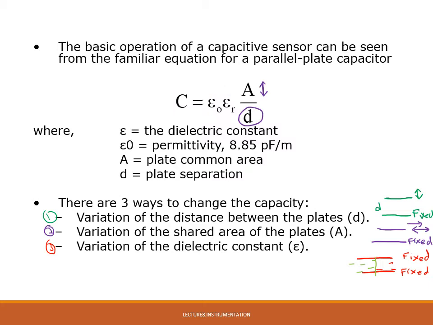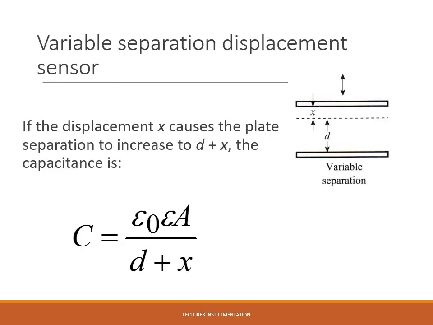Okay, so A and D are constant. A constant, D constant. Only the epsilon here is changing. Therefore, the capacitance value will also change. This is the design for a capacitive transducer using the first method.